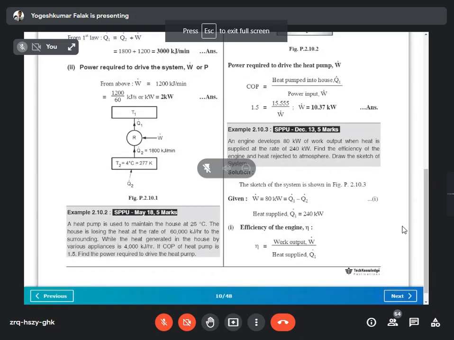Drop a message or unmute yourself and tell me how to complete this numerical, so we can proceed for the solution of it. What are the points of it? We can discuss once you tell me that you have written this numerical in your notebook.